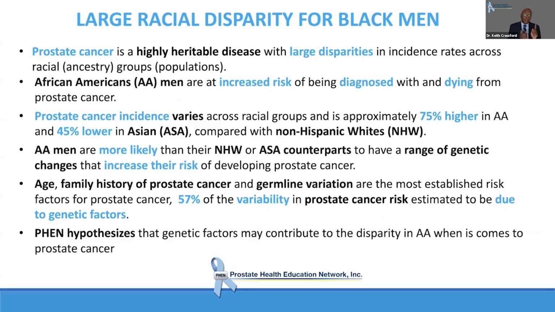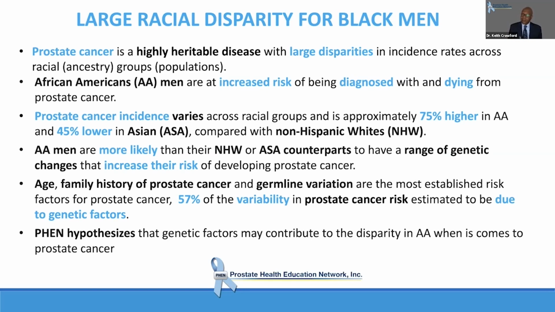Now, there exists, and this is what a lot of people don't understand, and this is why Finn is pushing this, we recognize that there's a disparity that exists when it comes to Black men and prostate cancer. And this is a large racial disparity. What's interesting is this, and this is what we want to emphasize. Prostate cancer is a highly inheritable disease. Now, this is a large disparity that exists across racial and ethnic groups. African American men are at increased risk of being diagnosed and dying from prostate cancer.